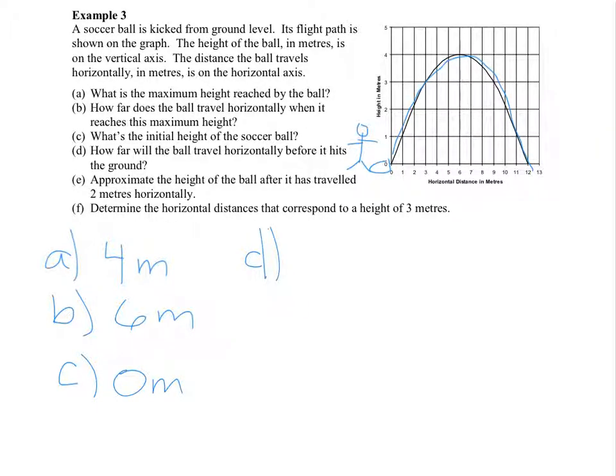D. How far will the ball travel horizontally before it hits the ground? So the guy kicks the ball, it goes up in the air, and then it comes back and hits the ground here. So that means that it's traveled 12 meters before it hits the ground.